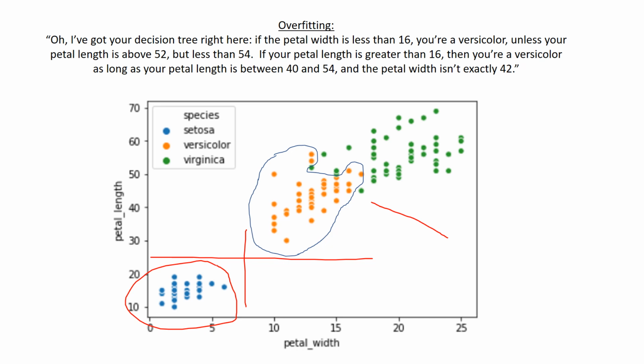Between Virginica and versicolor. And if you try to construct a decision tree that tries to separate these things, it starts to look like this. If petal width is less than 16, you're versicolor, unless the petal length is above 52, but less than 54. If your petal length is greater than 16, then you're versicolor, as long as your petal length is between 40 and 54, and the petal width is at exactly 42, right? That is a terrible decision tree. That is not what we want these things to look like.